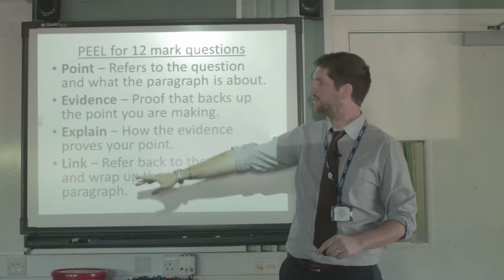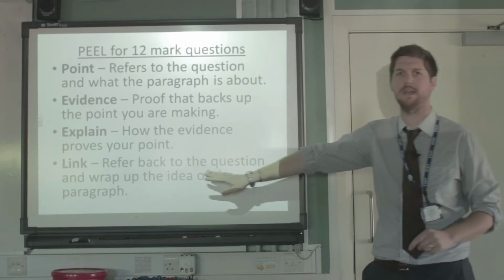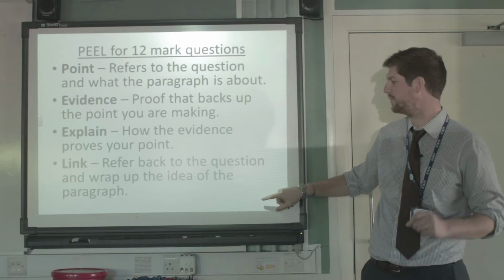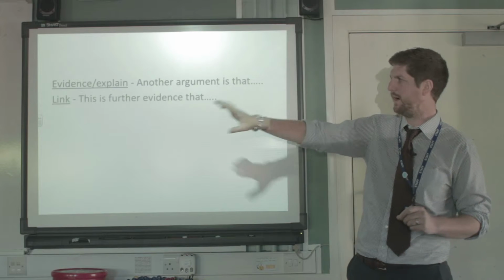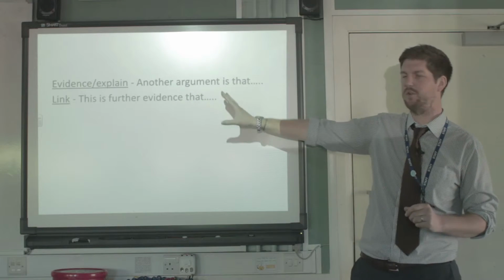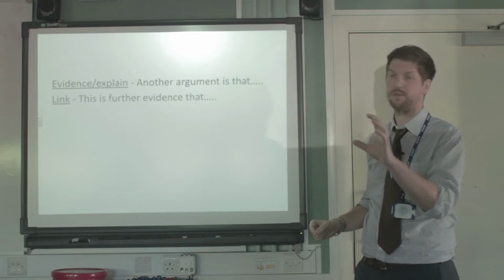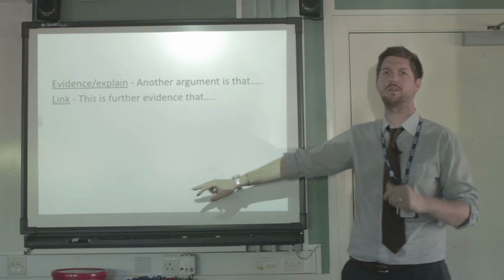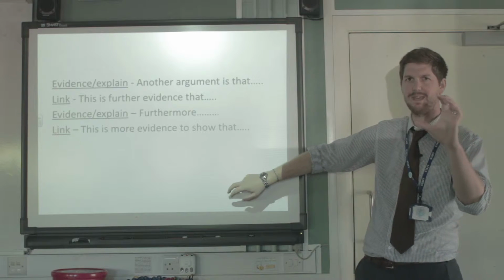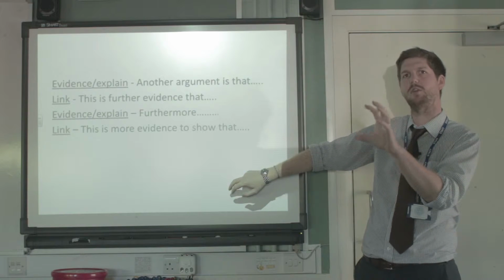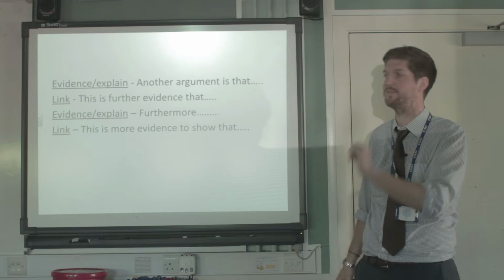12-mark questions, you need to peel, so you give your point, you put some evidence, you explain that, and you must link it back to what the question is asking you to keep it really focused. So you can do these a couple of times in your first paragraph, so evidence and explain. You would say another argument is that, and you'd go on to explain what argument it is to back up the question, and then you link it back to what the question's asking you. And you need to do that a couple of times in the first paragraph. So you're making about 2 or 3 really good points in your first paragraph, so about 3 examples or 3 pieces of evidence.